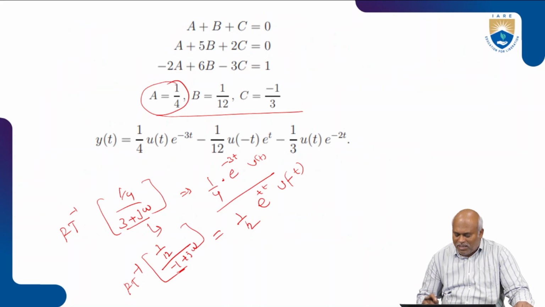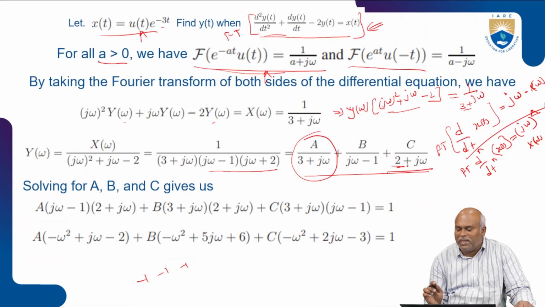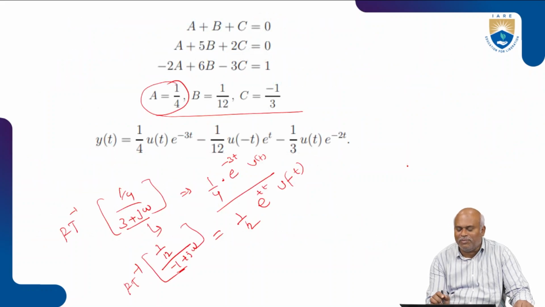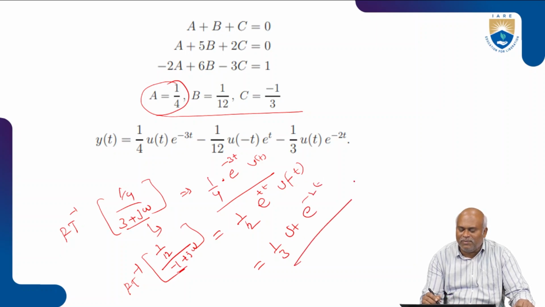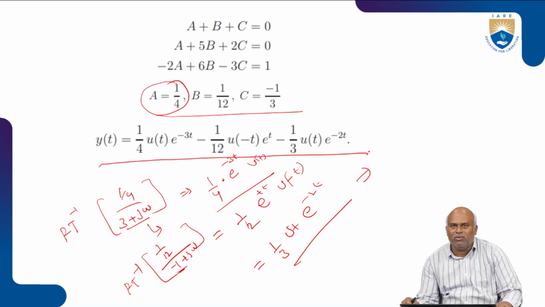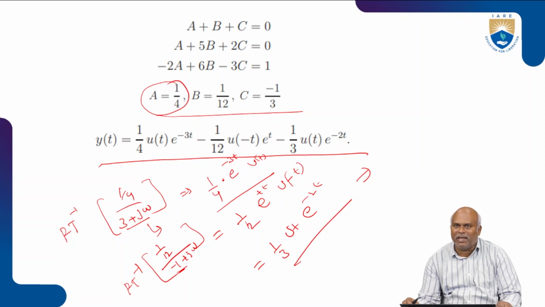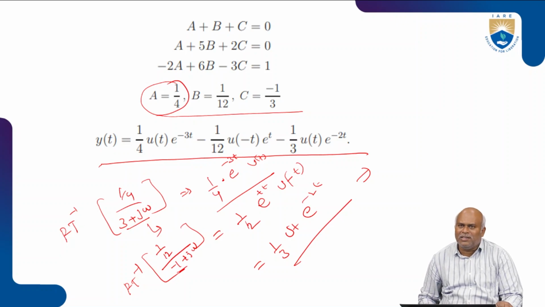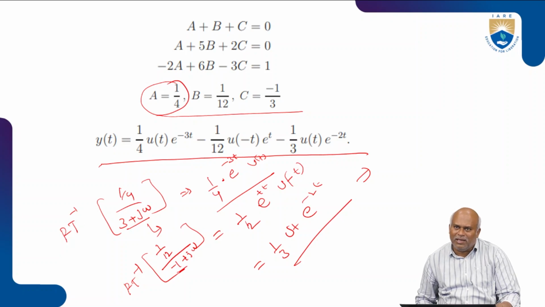Then here I have 2 plus 2, that's why I should write e power minus 2. That value is equal to 1 by 3 u of t e power of minus 2t. You can add for all. We got the output. That output is equal to this term: y of t is equal to 1 by 4 u of t e power minus 3t minus 1 by 12 u of minus t e power t minus 1 by 3 u of t e power minus 2t. Okay, this is the solution of the differential equation for the given input.